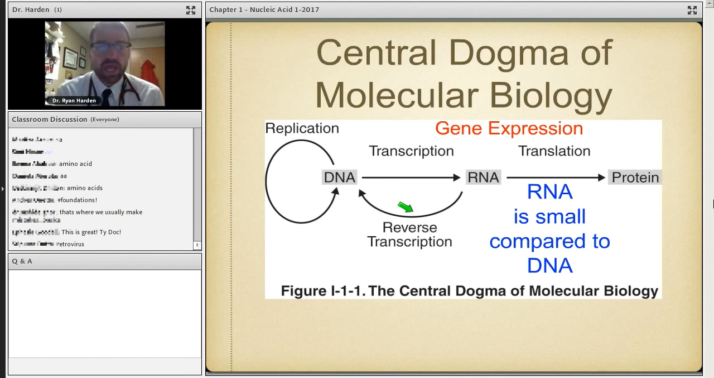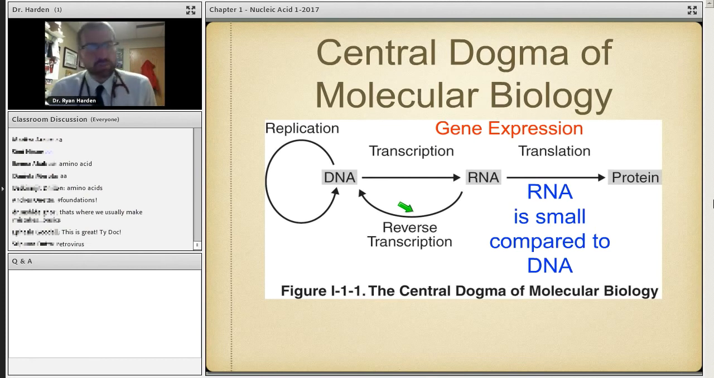Okay, so now RNA and protein. RNA and DNA are not the same thing. They have different names, they're found in different places in the cell, and they are different. So you need to understand the differences between DNA and RNA. Okay, so that's what we're going to talk about now.